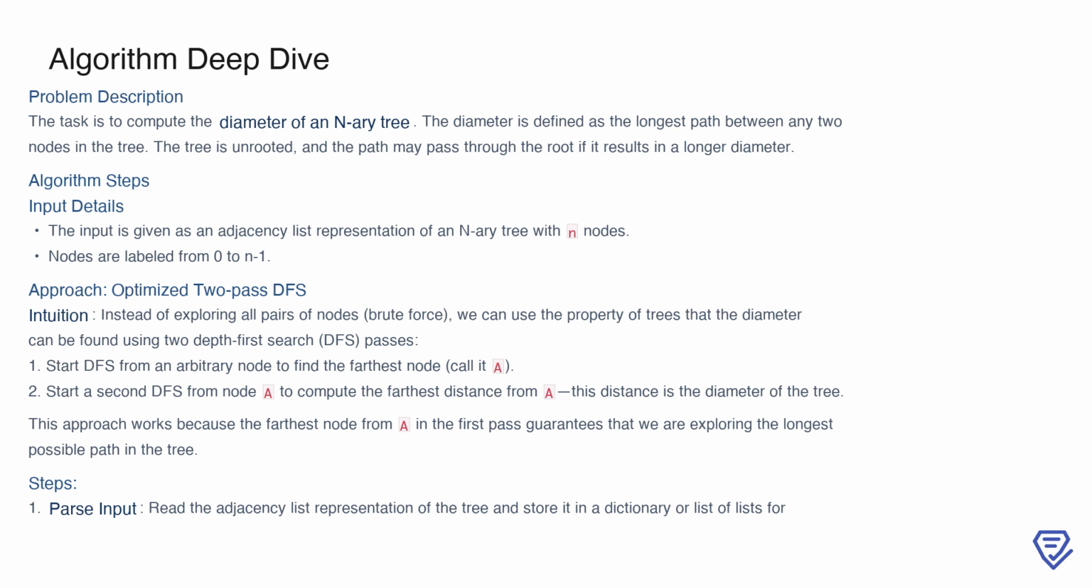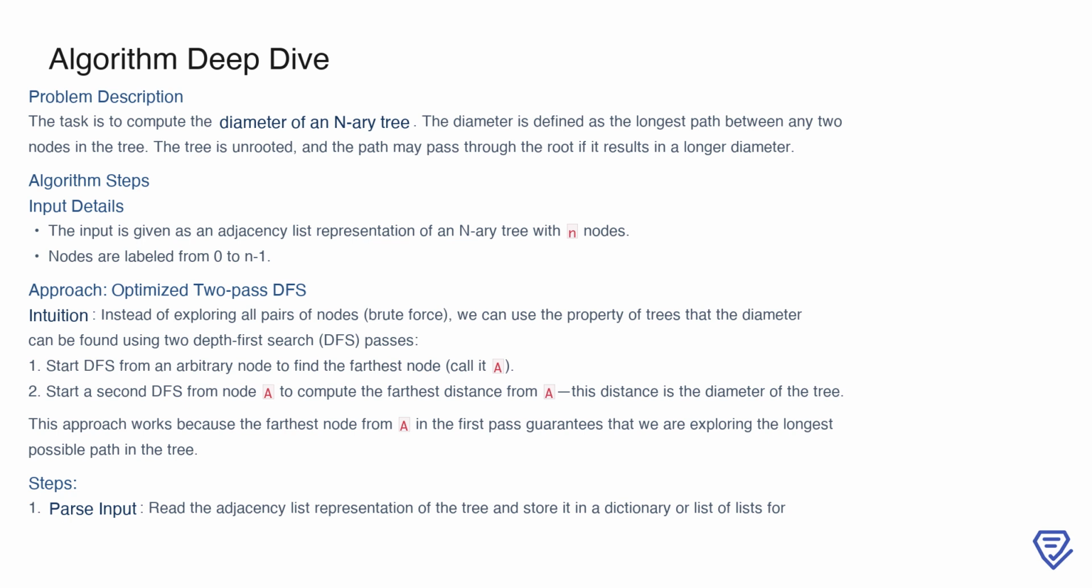The key insight is that we don't need to compute the distances between all pairs of nodes, which would be inefficient. Instead, we can leverage the tree's structure. By starting a DFS from any arbitrary node, we can identify the farthest node from it, which we'll call node A. Then, a second DFS starting from node A gives us the tree's diameter. This works because the farthest node from A will always lie on the diameter of the tree.